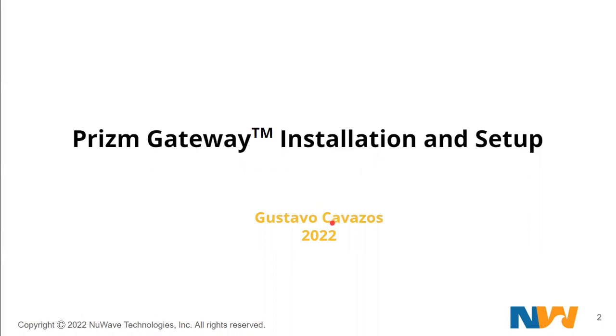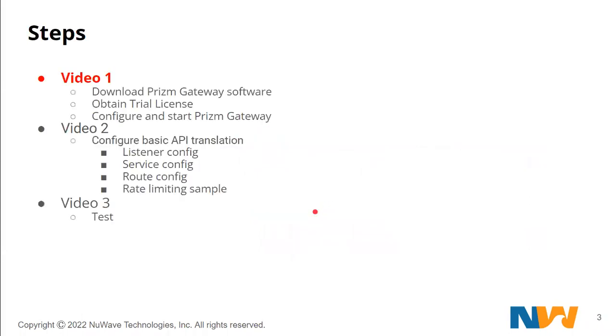And today we're going to show you the installation and setup of Prizm Gateway. This will be done in three small 5-minute videos showing the installation, configuration, and a small test of Prizm Gateway. So, as mentioned, the first video, which is this one, we show you where to download Prizm Gateway from, obtain a trial license, and configure and start Prizm Gateway. The next video will show some basic configurations of API translation, and the third video will be a small demonstration.